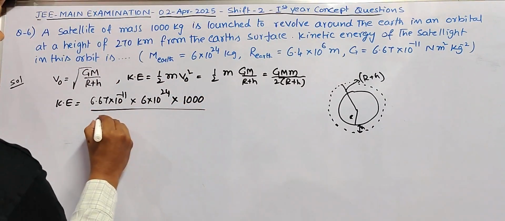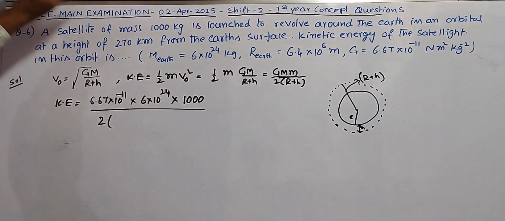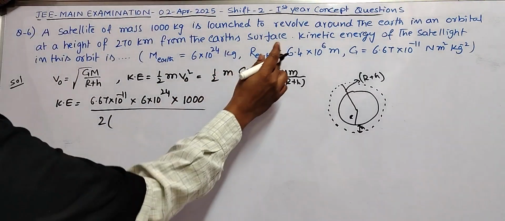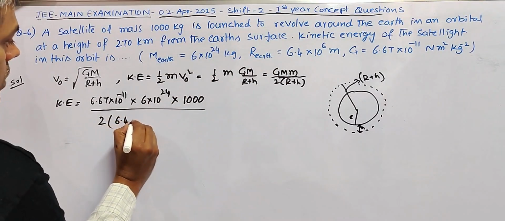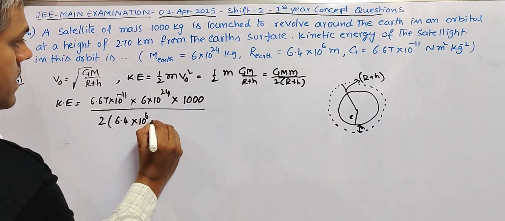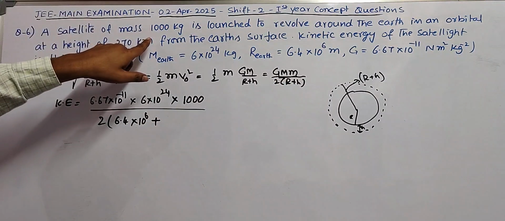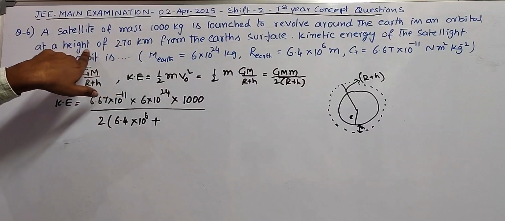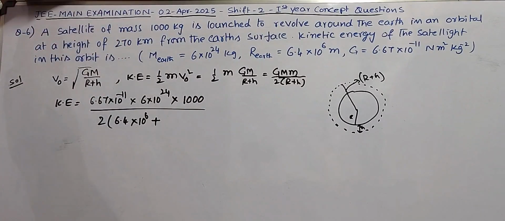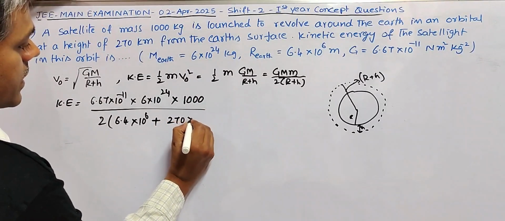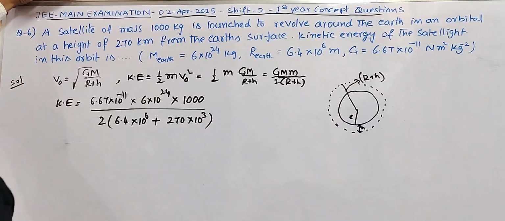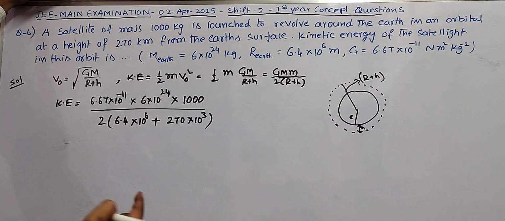By 2 into, what is the radius of the Earth? The radius of the Earth is also given, 6.4 into 10 power 6, plus h. What is the height of the satellite above the surface where it is revolved? 270 kilometers, that is 270 into 10 cube meter. So all are now in SI units.